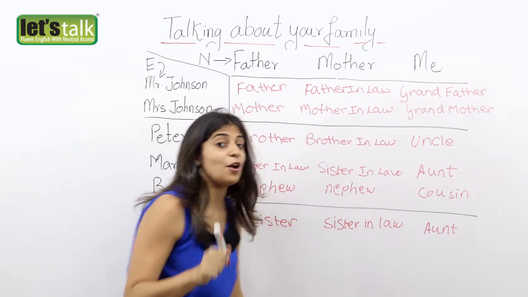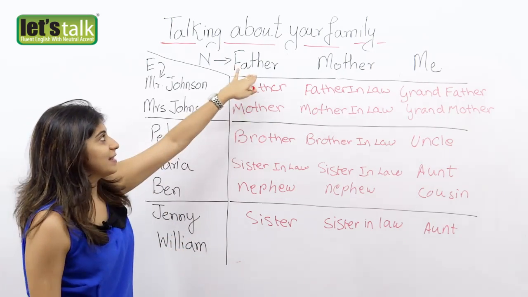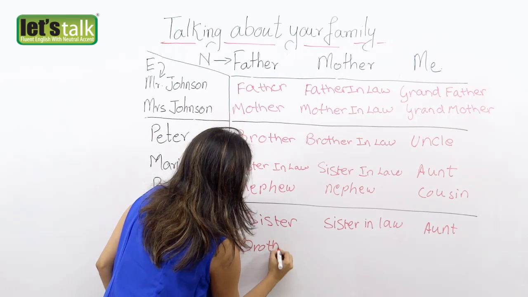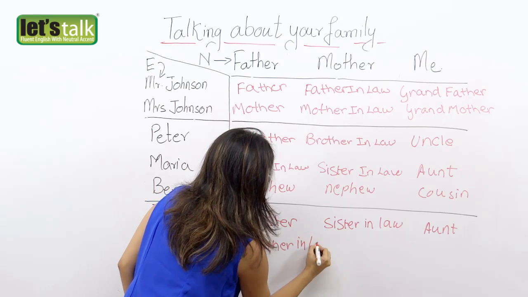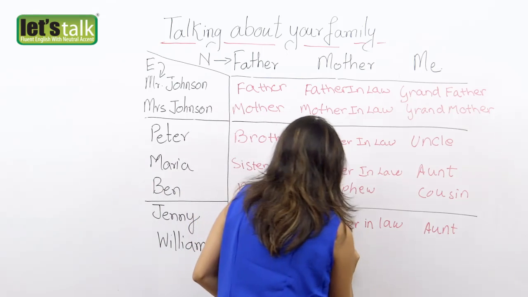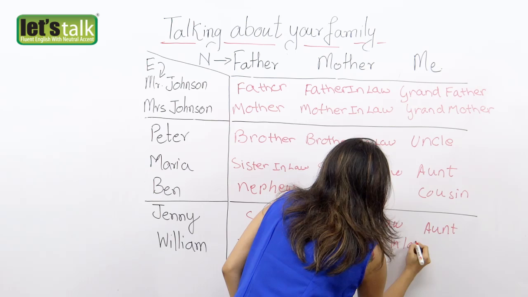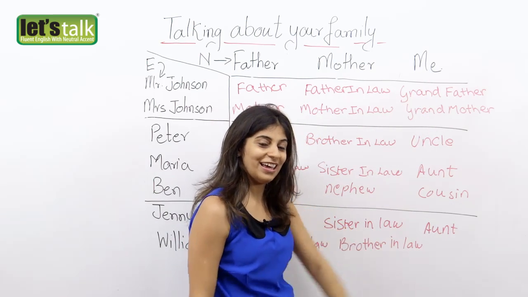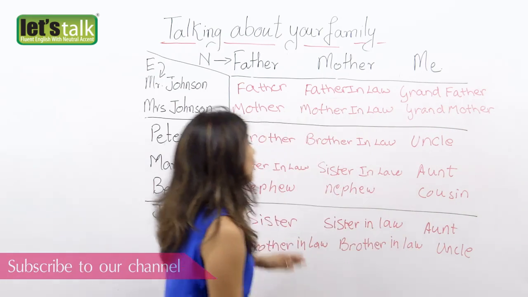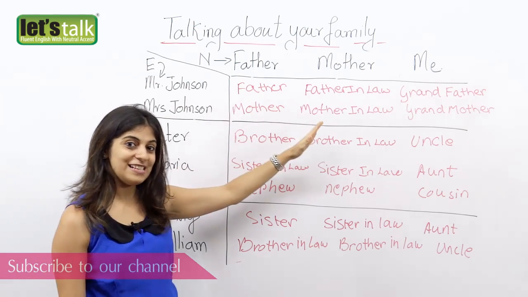So again, she is your paternal aunt, whereas she's married to William. And William is, for your father, his brother-in-law. For your mother, again, he is her brother-in-law. And for you, he is your uncle. So we learned how your paternal side of the family is related to your parents and to you.